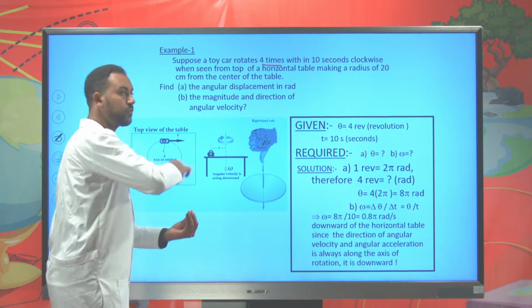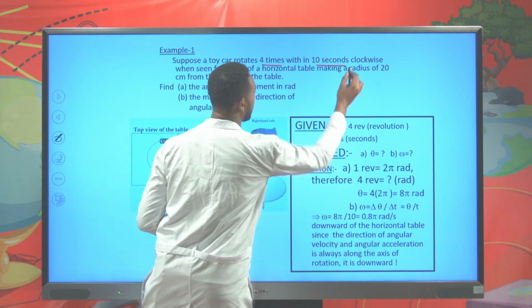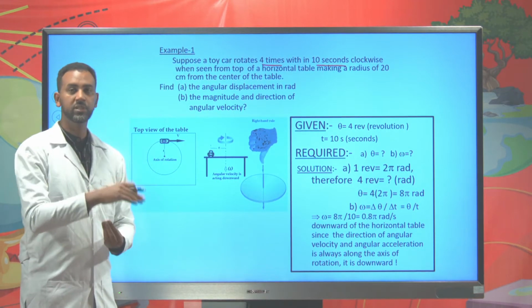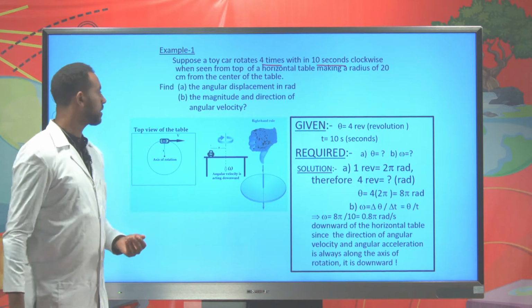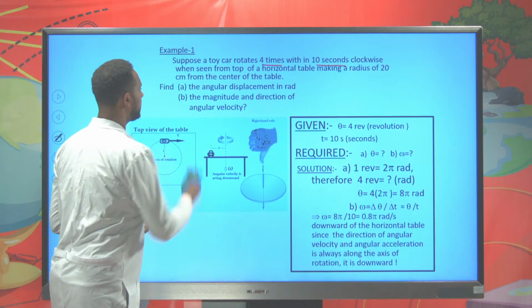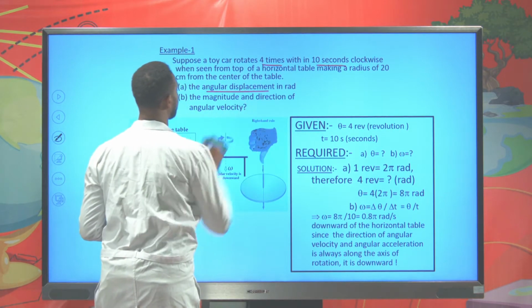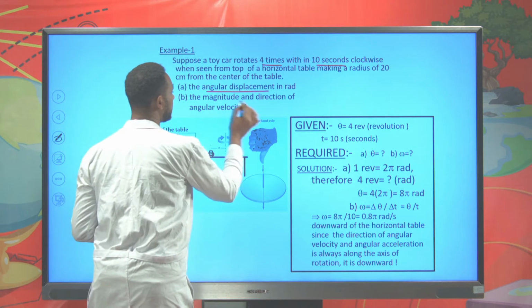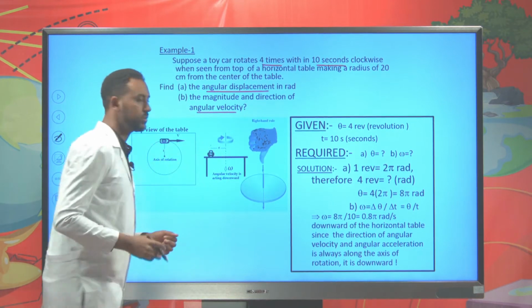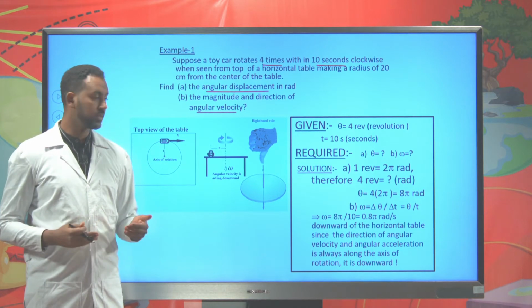How many times? 4 times. In how many seconds? In 10 seconds. In 10 seconds it performs 4 complete revolutions. So it says to find the direction and magnitude of the angular displacement in rad and the magnitude and direction of angular velocity. First, you have to determine the angular displacement, theta.